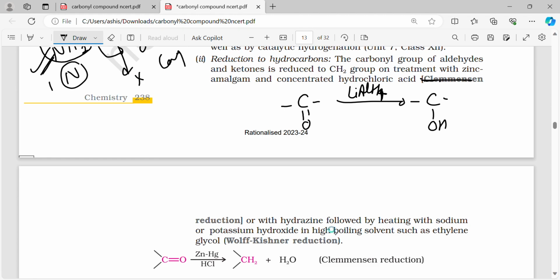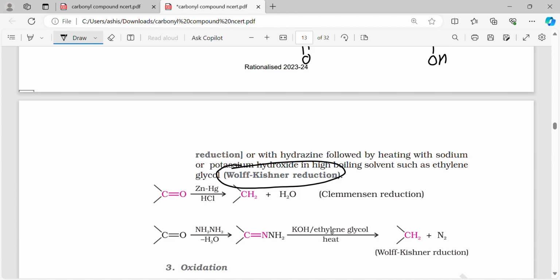Next one is reduction of carbonyl to hydrocarbon. There are 2 important reductions. First one is Clemmensen reduction, and the second one is Wolff-Kishner reduction. Now what is Clemmensen reduction?